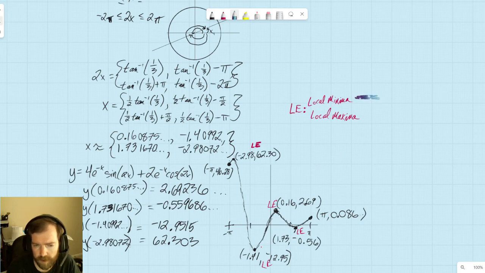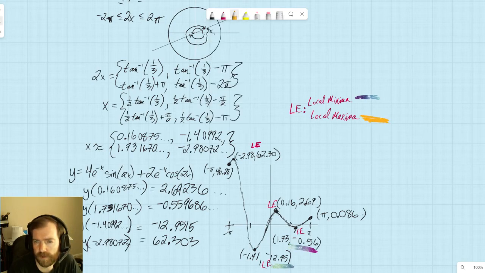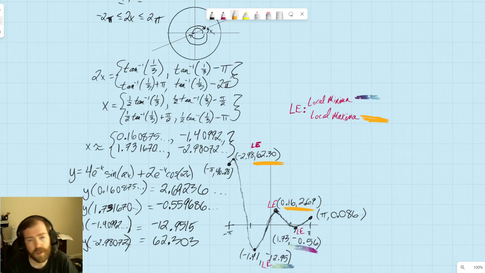Okay, local minima are going to be these two here. And local maxima are going to be those.